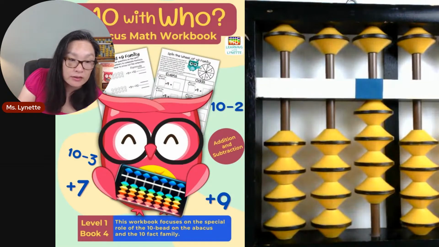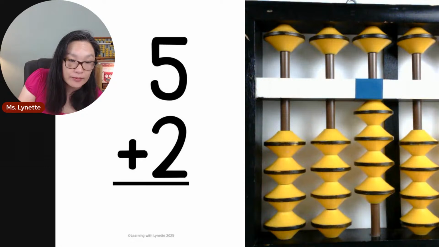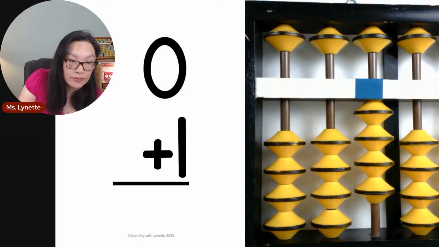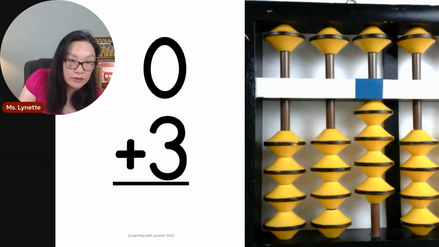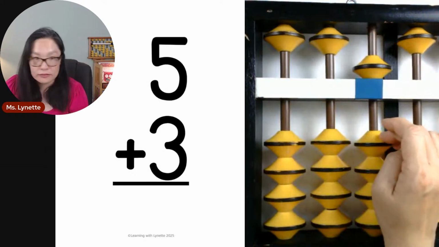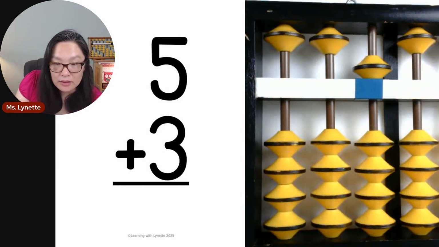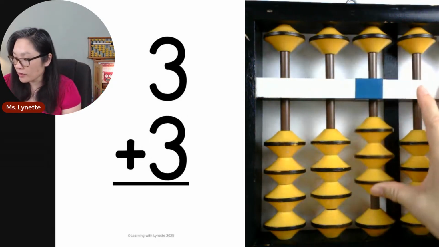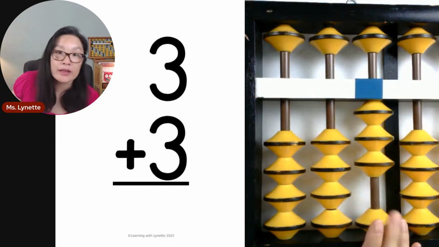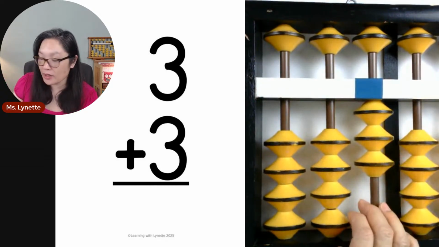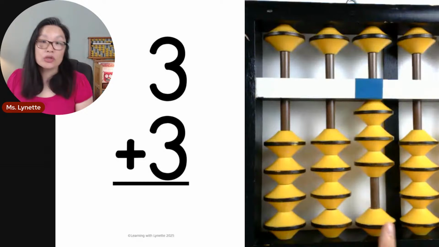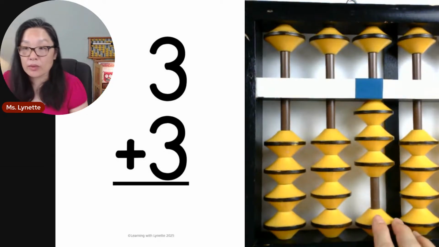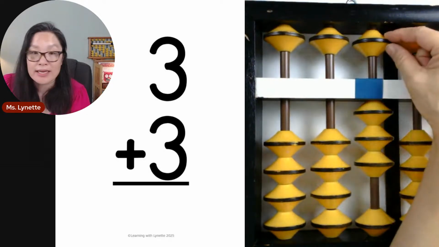So the question is, where's my question? 5. Okay, so I have a 5. No, that's simple. I want to do this one. So, okay, yeah, 3. So here, 3 plus another 3. The question is 3, I want to add another 3. Is there enough beads to add a 3? No, there's not enough beads to add the 3. So what do I do is I need to utilize this 5.